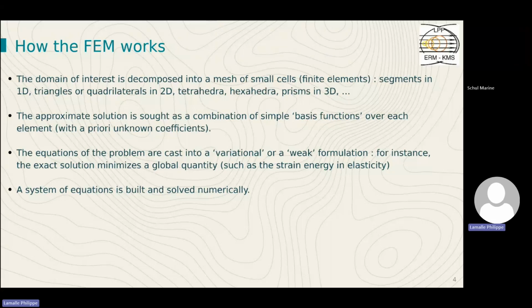Then the equations of the problem are cast in what one calls a variational or weak formulation. For instance, in an elasticity problem, one can formulate the problem as a minimum problem for a global quantity, the strain energy. And one can show that the exact solution of the problem minimizes this quantity. So from this approach, a system of equations is built and solved numerically on the computer.